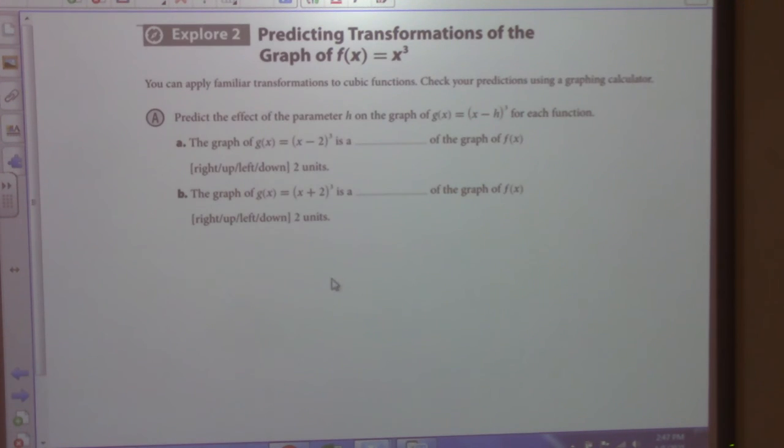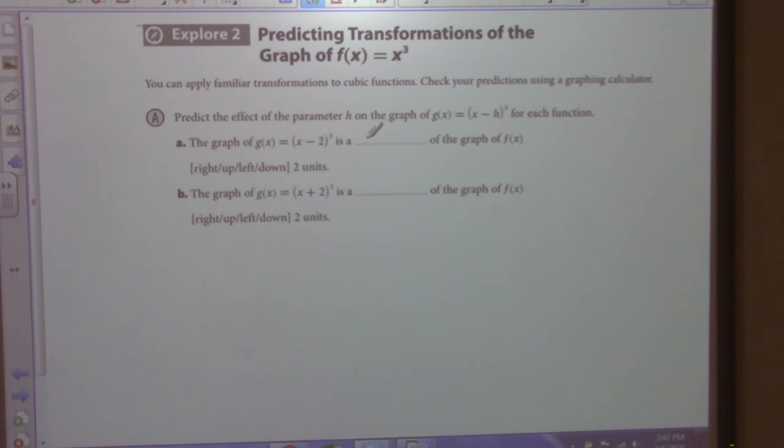Okay, so we're gonna do this Explore 2, a few things here. Predicting transformations of the graph of f of x equals x cubed. It says now predict the effect of parameter h on the graph of g of x equals x minus h cubed for each function. So this comes back to what Gabby was talking about earlier, doesn't it? Yeah, it does. The graph of g of x equals x minus 2 cubed is a what?